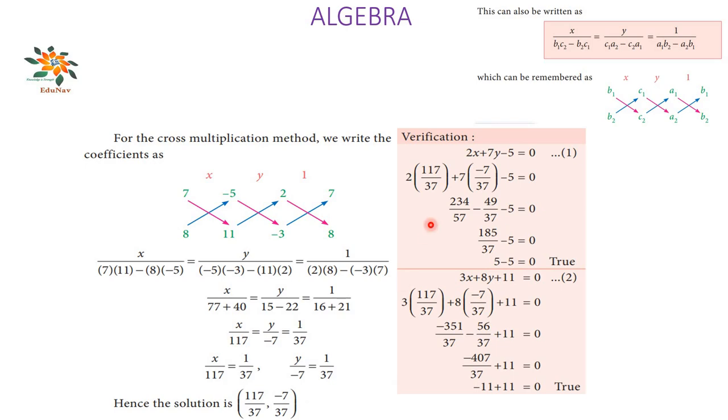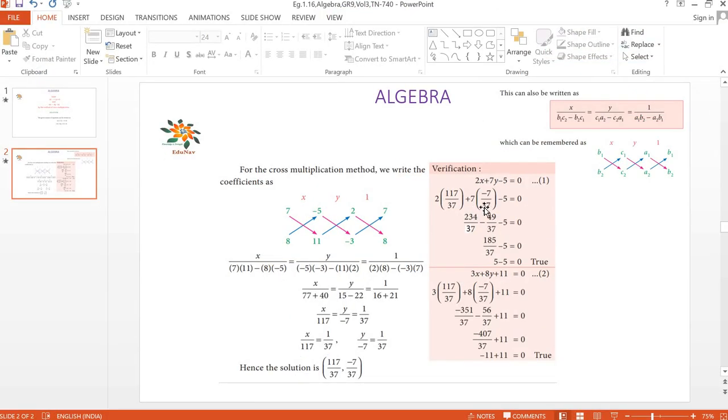Now let us verify whether the values we have obtained just now are correct or not. Now consider the first equation: 2x + 7y - 5 = 0. Substitute the value of x = 117 by 37 and y = -7 by 37 and verify. So we have 2 into 117 by 37 plus 7 into -7 by 37 minus 5. Now 2 into 117 will be 234 plus 7 into -7 will be -49, whole divided by 37, that will be retained as it is, minus 5 equals 0.